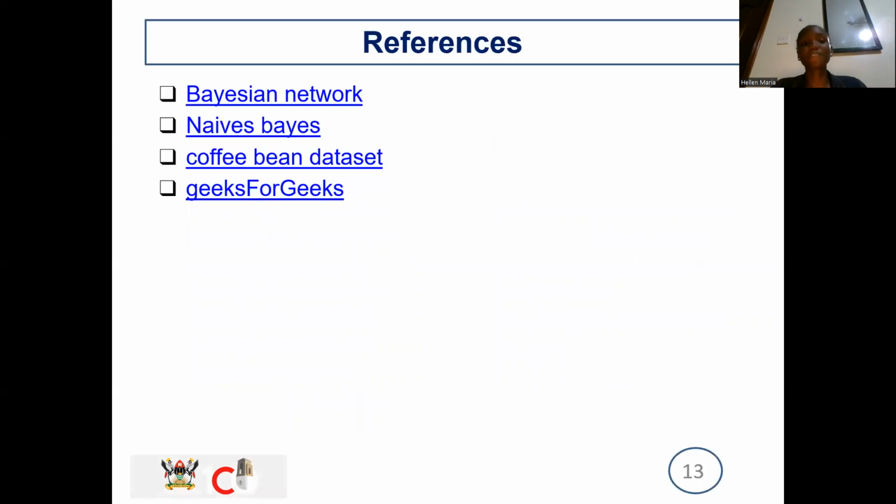So these are a few references: the Bayesian network, the naive Bayes, the coffee bean data set that I'm going to use throughout this entire process, and the Geeks for Geeks.